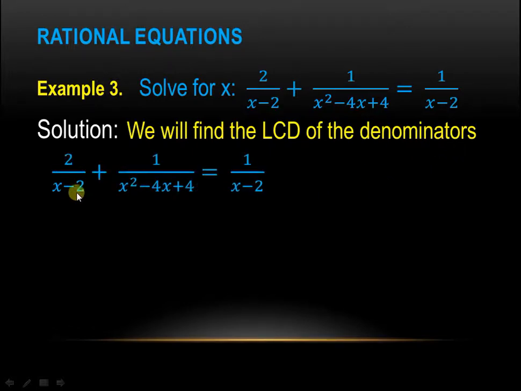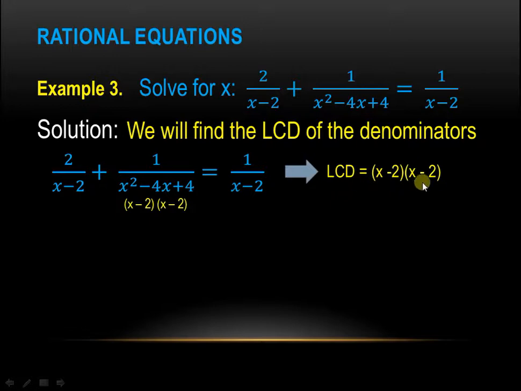Okay? Check this one. Is it factorable? No. This is already prime. This one can be factored. And this one cannot be factored also. So, the factored form of this will be the quantity x minus 2 times the quantity x minus 2. Now, since we have these denominators here, we can now find the LCD. Again, if you forgot how to find the LCD, check the video link below, okay? So our LCD will be x minus 2 times the quantity x minus 2.